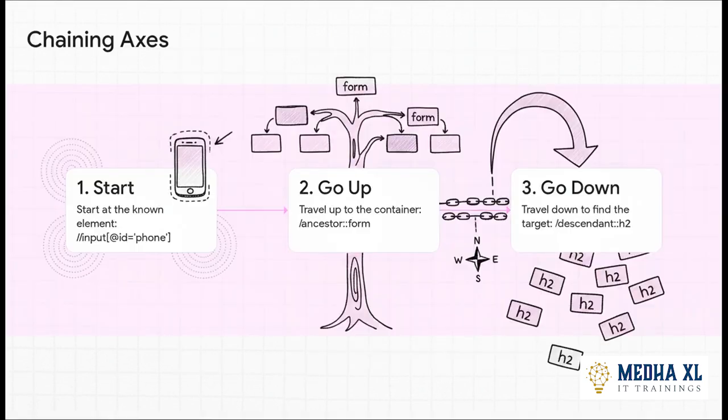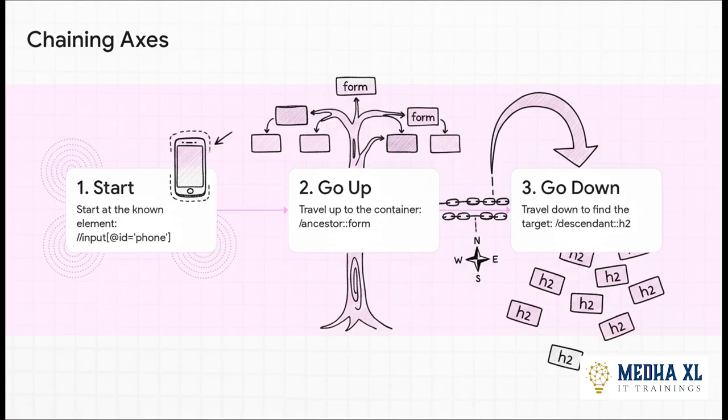The solution? We chain the axes together. It's literally like giving someone directions. First, we start at our known element, the phone input. Got it? Second, we travel up the family tree to find an ancestor that is a form tag. Now, an ancestor is a parent or a grandparent, any element that contains our starting point, no matter how far up it is. Okay, so now we're at the form.